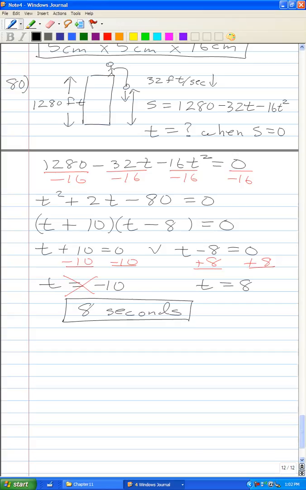Okay, so that finishes off section 11.3.